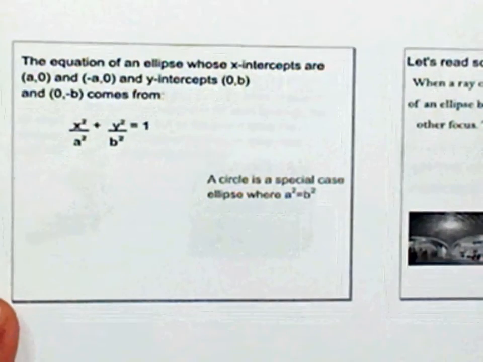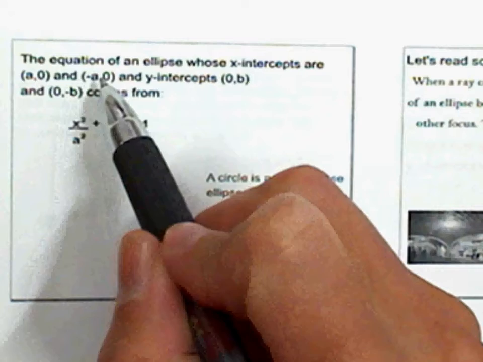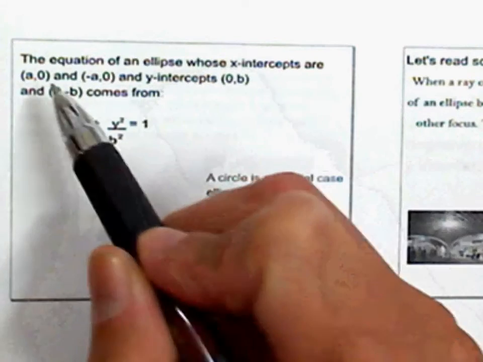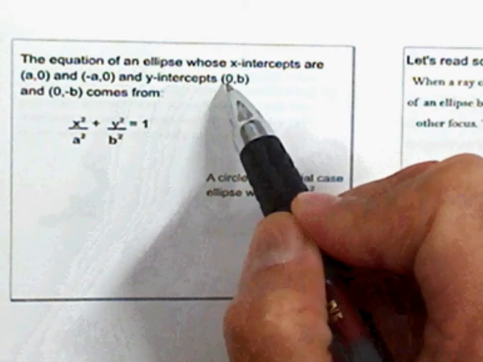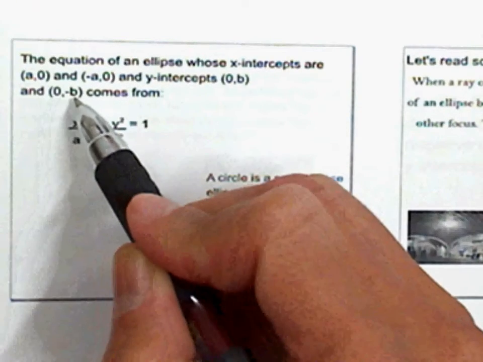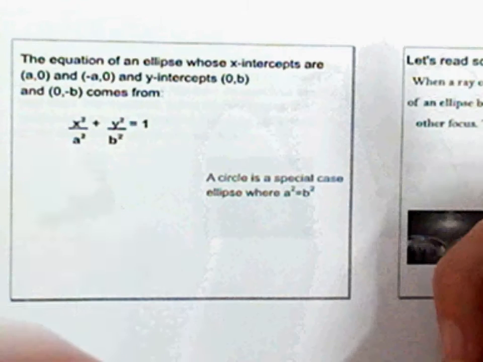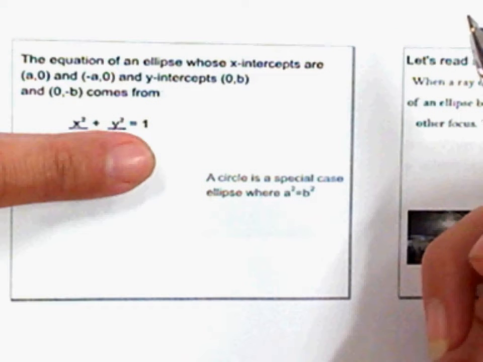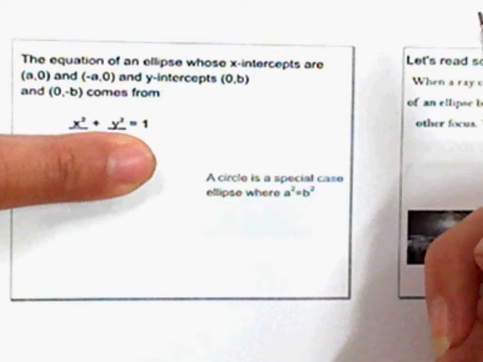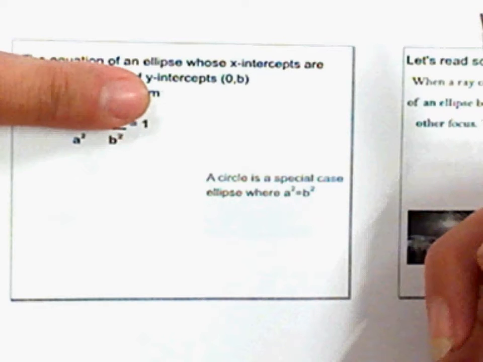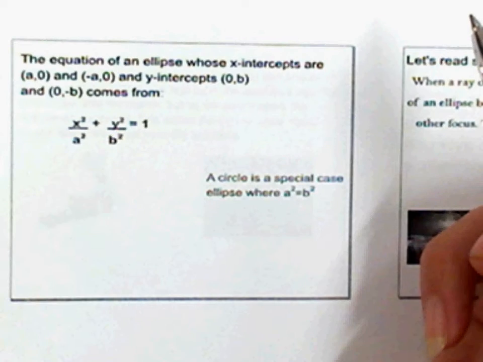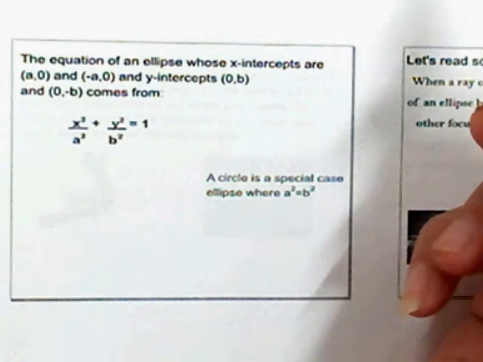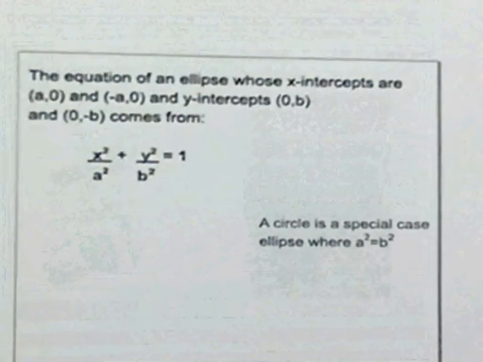All right. The equation of an ellipse whose x-intercepts are (a, 0) and (negative a, 0), and y-intercepts are (0, b) and (0, negative b), comes from the following. So you guys see how, look at that right there. Doesn't that look like a circle? Well, then when you add the other fixed point, the foci, that is how you get an ellipse, okay? Let me see if I can make that better. There we go, that's better.